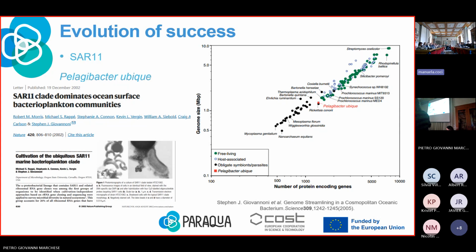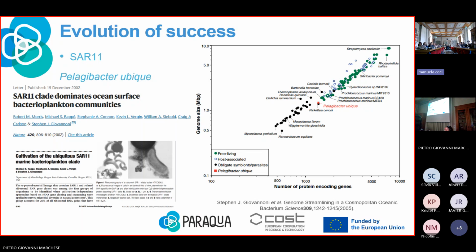And all of the ones that are down here that are smaller, basically all of them are pathogens or symbionts. And pathogens and symbionts often have their genome very much reduced because they take things from the host, so they don't have to produce them. Pelagibacter ubique SAR11 is not a symbiont. As I said, it's purely pelagic, but it reduced its genome to the minimum. So it is maintained by the minimum possible genes.